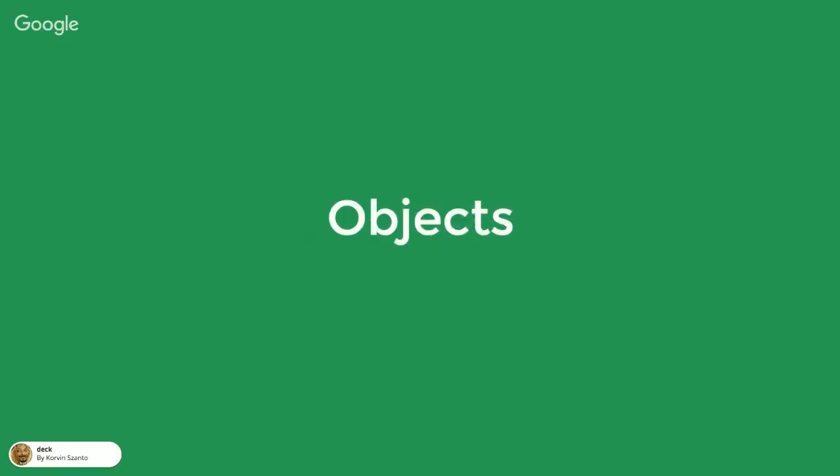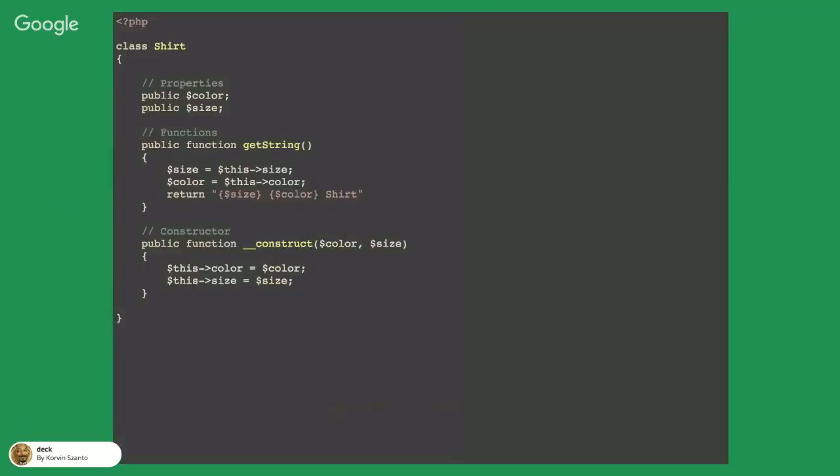Objects are instances of a class. So extending that metaphor, objects are the house. So let's go into an example. This is a class. This is a shirt class. At the very top, we define a class, to give it a name of shirt. And then we define some properties. We'll start with those. Properties are the state of your object.